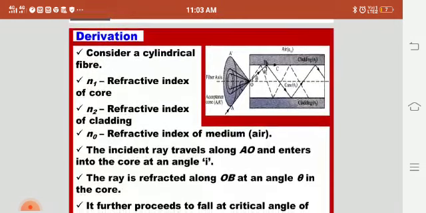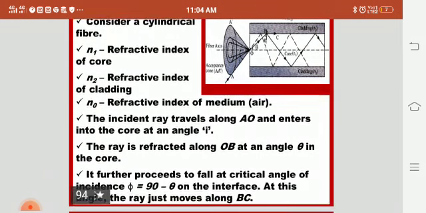Now we will discuss the derivation part. Consider a cylindrical fiber with the refractive indices of core and cladding N1 and N2, and the refractive index of the air medium taken as N0. The incident ray travels along OA, that is from the outer medium to the core, and enters the core at an incident angle I. The ray is refracted along OB, that is inside the core, at an angle theta in the core.